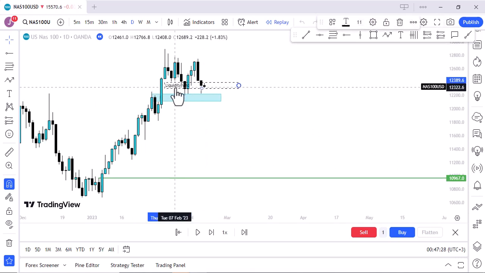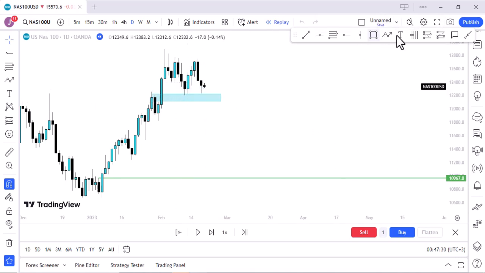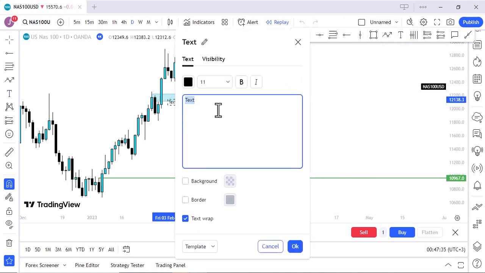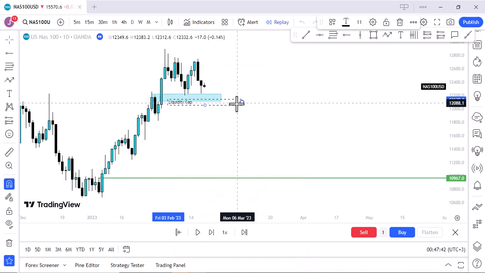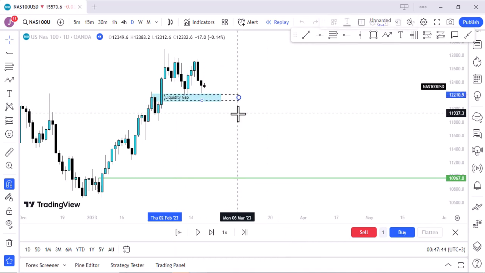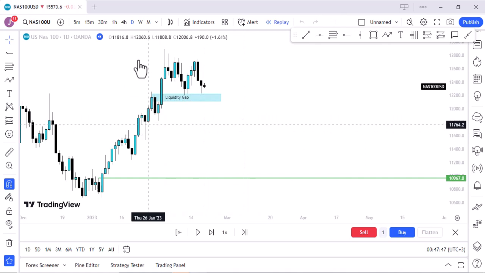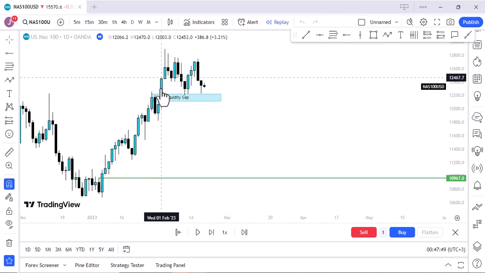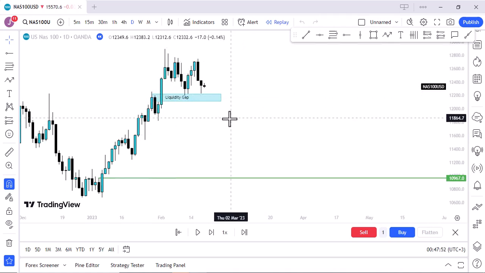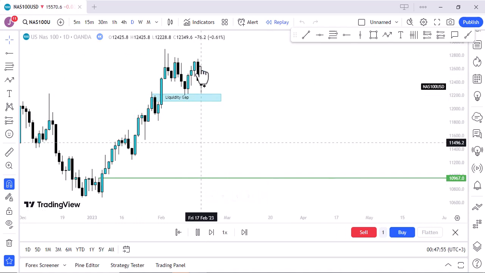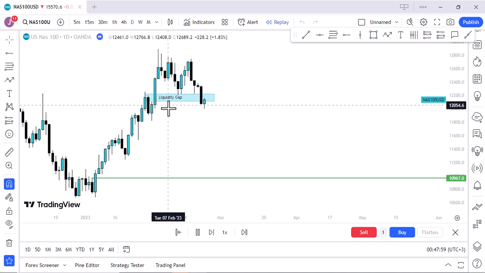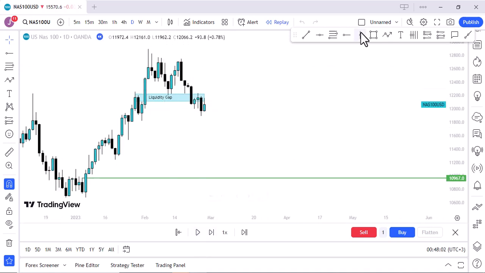Now this is no longer a liquidity void. This is now a liquidity gap. And remember, this is happening after our residual liquidity, after a portion of our liquidity void was collected right here. Right. And then just gonna wait for the market to come back and collect our liquidity all the way to that level.